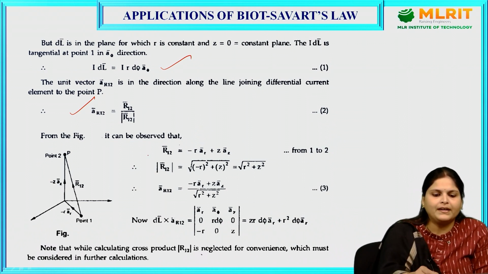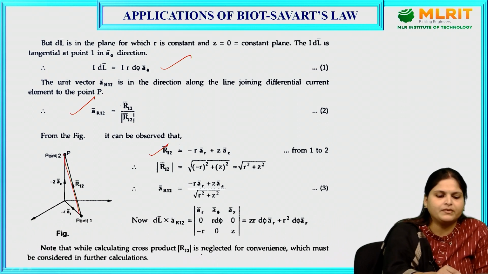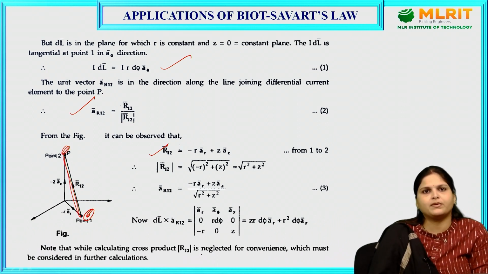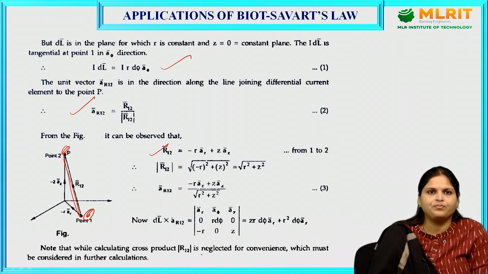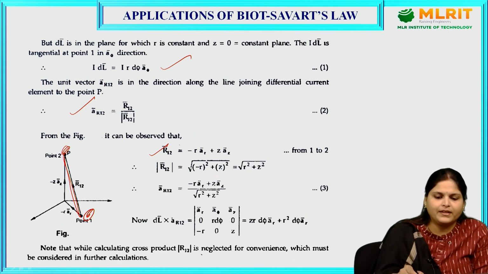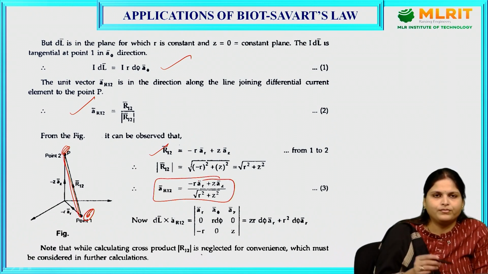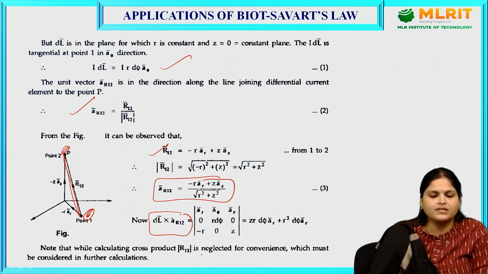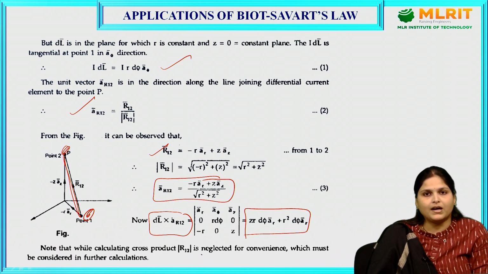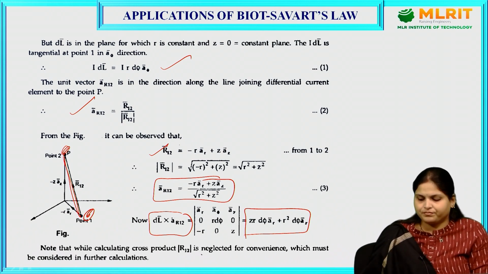Now we can find R12, the distance between these 2 points, meaning this point's coordinates minus that point. So this becomes minus r ar plus z az. Mod of R12 means under root of r square plus z square. So finally we get this formula for aR12. Now we find the product dl cross aR12. We get z r d phi a phi ar plus r square d phi az.